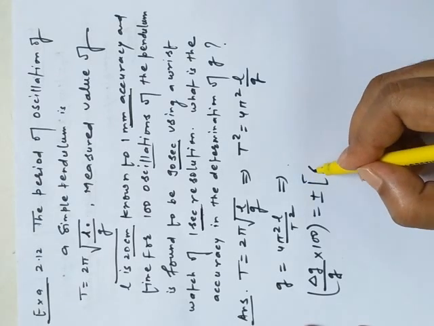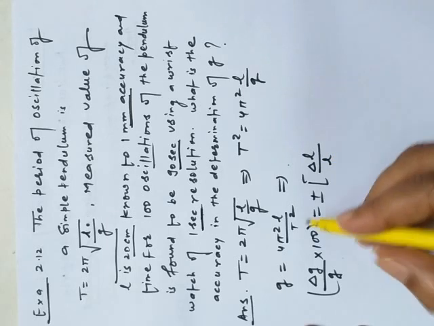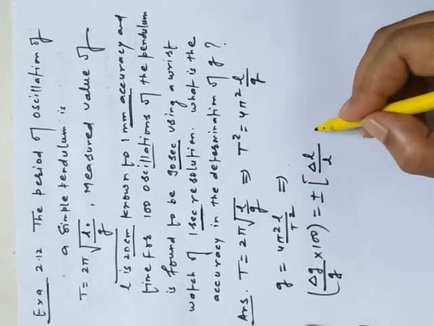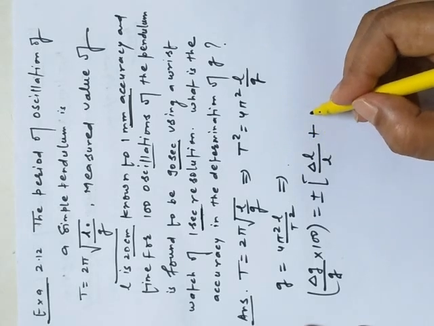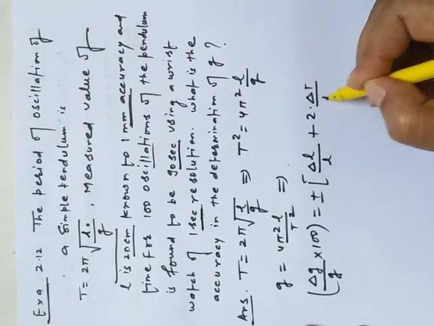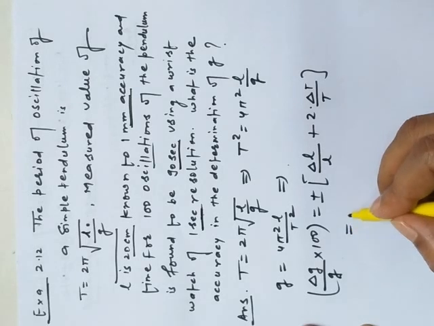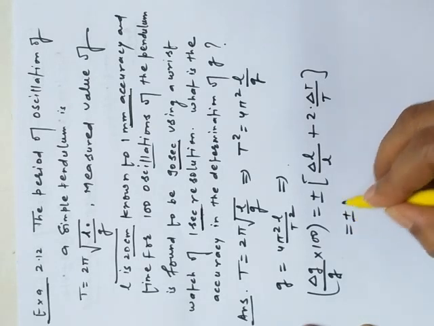So I am writing the L in the format of the fractional error, that is delta L upon L, and I am taking the T square from the above part. The minus sign is there, but it doesn't create any impact, always we have to use the plus symbol. So plus 2 multiplied by delta T upon T. So this is the formula construction of the accuracy in the acceleration due to gravity. Now we have to substitute the values.